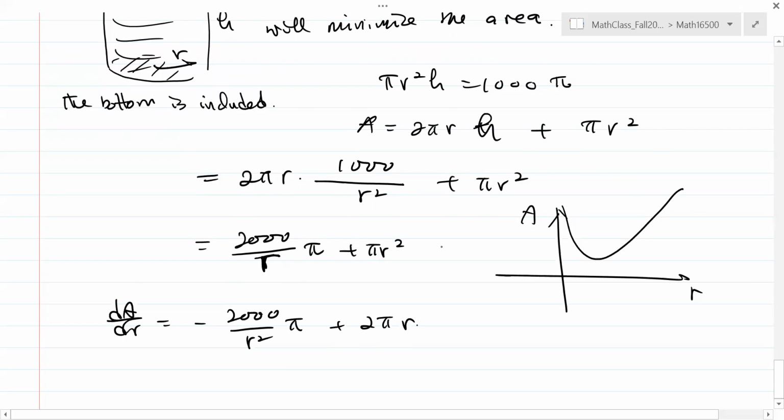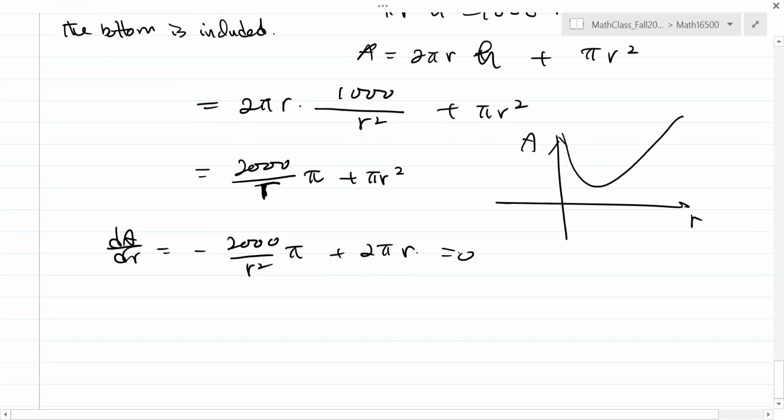Then you set this to be 0. Then r cubed is going to be 1,000. Okay, r is going to be 10. Then h is going to be 1,000 divided by 10 squared. It's going to be also 10.